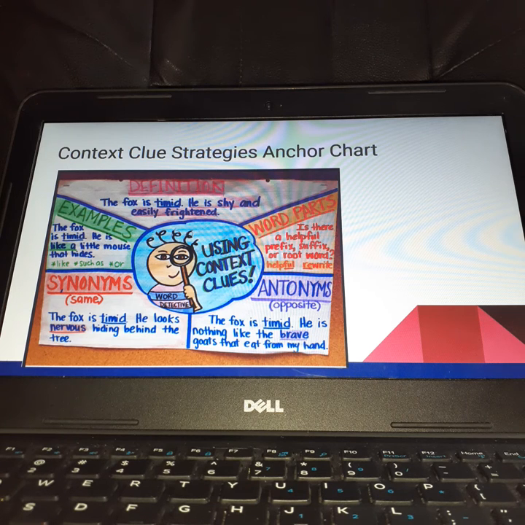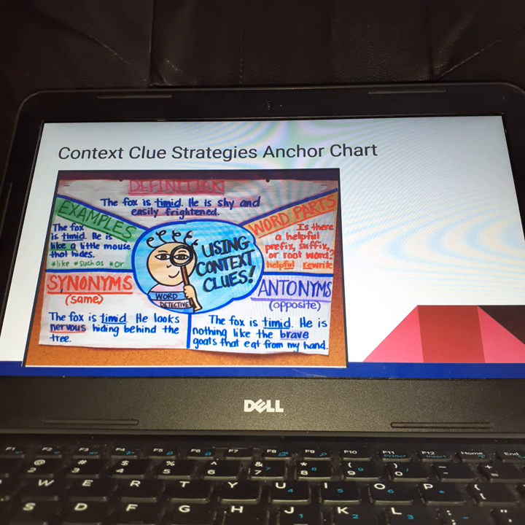And the next part, examples, it says the fox is timid. He is like a little mouse that hides. Well, we see the word timid underlined first, and then we have like a underlined and highlighted. The reason like a is underlined and highlighted is because these are clue words that tell us that they're using examples. And example words like, such as, or are words that help us identify that they're using examples.